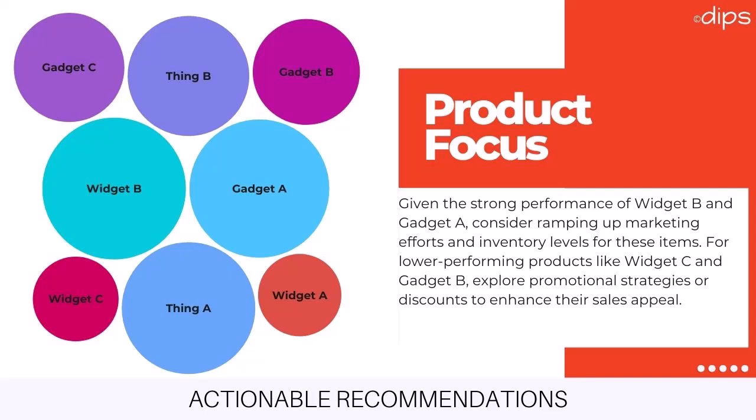Given Widget B and Gadget A's success, our first step is to boost their visibility. Enhance marketing efforts to drive even more sales for these products. For lower performing items like Widget C and Gadget B, we need to consider promotional strategies to invigorate their sales.